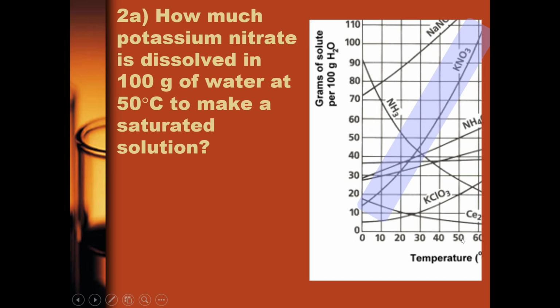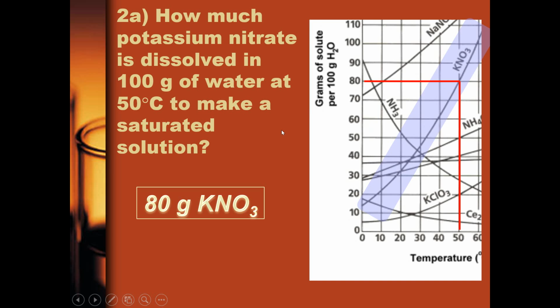So locate 50 degrees Celsius. We're going to go all the way up until we hit the curve, and it hits at 80 grams, and that is how much potassium nitrate, that is how much solute you can dissolve in 100 grams of water. No red flags here because 100 grams of water means that we do not have to set up a proportion. So this is all you have to do for that problem.